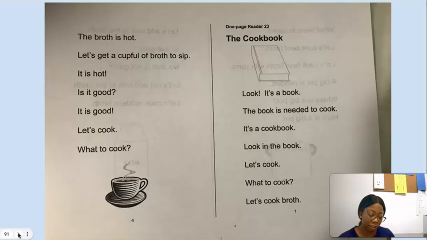All right. So what do they want to add to the broth? Milk. And what do you think will happen if they add milk to the broth? It tastes nasty. You think it tastes nasty? All right, let's go to page 4.